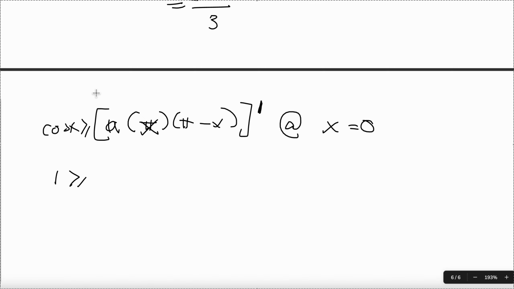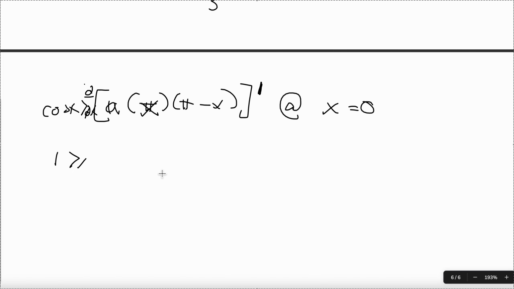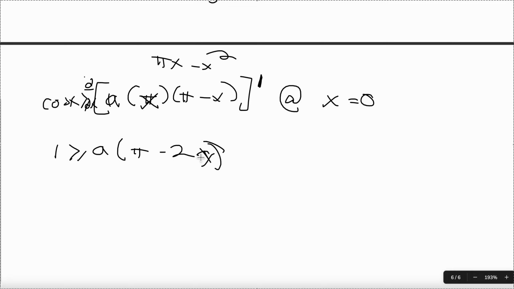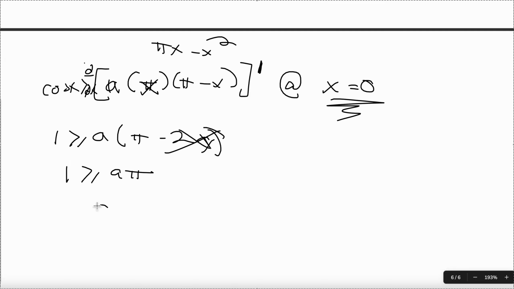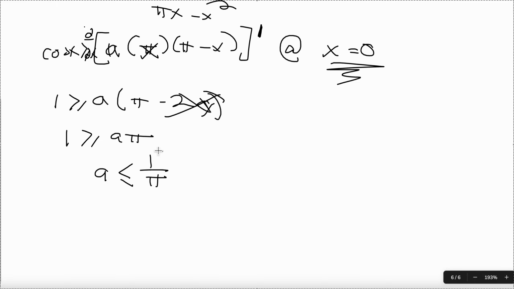I guess I could have written d/dx right there. So just find the derivative. I can take the a out, and then we have the x here. So this is just pi x minus x squared. So the derivative is going to be pi minus 2x. We know x is going to be 0, so we can just cancel this out. So it's going to be 1 is greater than or equal to a times pi. So a is less than or equal to 1 over pi. That means for our upper bound, the largest a can possibly be is 1 over pi.